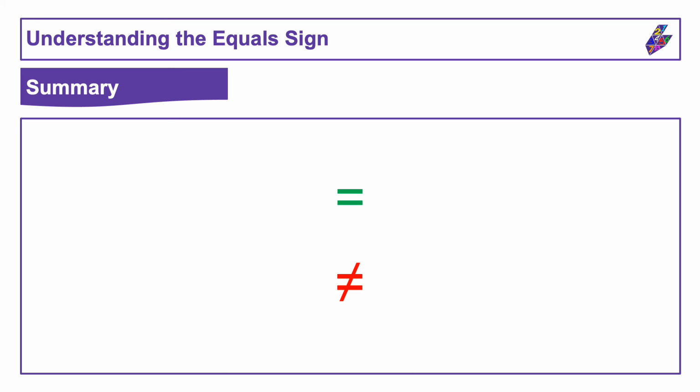Hopefully that's given you a bit more of an understanding about the meaning of both the equal sign, which we use to show when two things have the same value, and the is not equal to sign, which we use to show when two sets are not equal to one another.